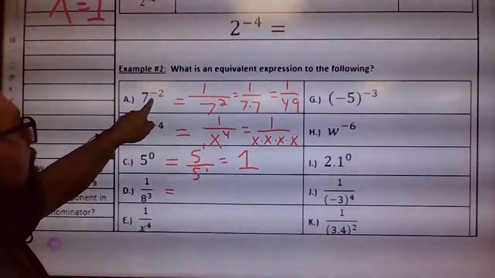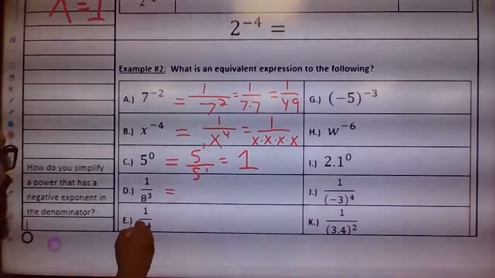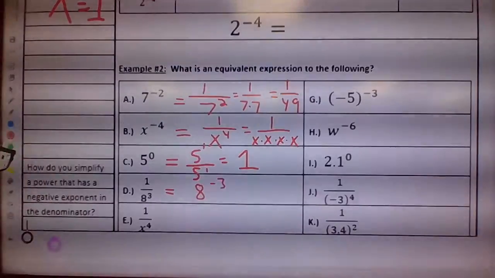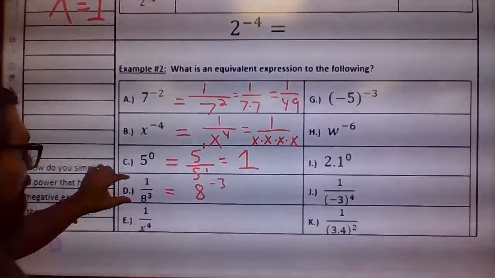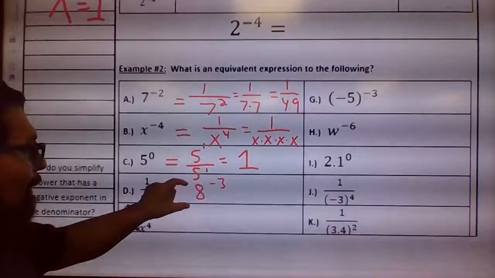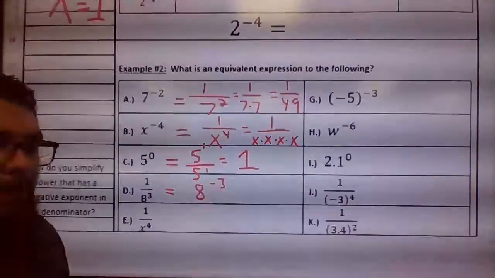Okay, we made this positive. This one's going to be backwards. So this one, your answer is going to be 8 to the negative 3. So this and this are the same thing. This and this are the same thing. Now look at E.